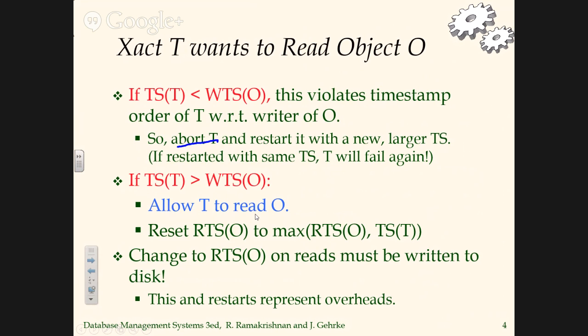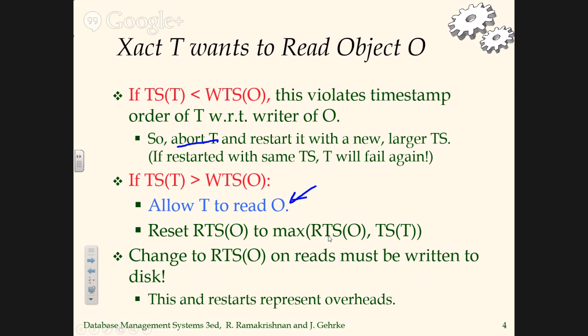Now, if the transaction started after the last write of the object, then the transaction is allowed to read the object. And we set the read timestamp to the maximum of the old read timestamp and the timestamp of the transaction. This means that if the transaction is the most recent transaction to read it, this timestamp wins. If a newer transaction has already read it, that timestamp wins.